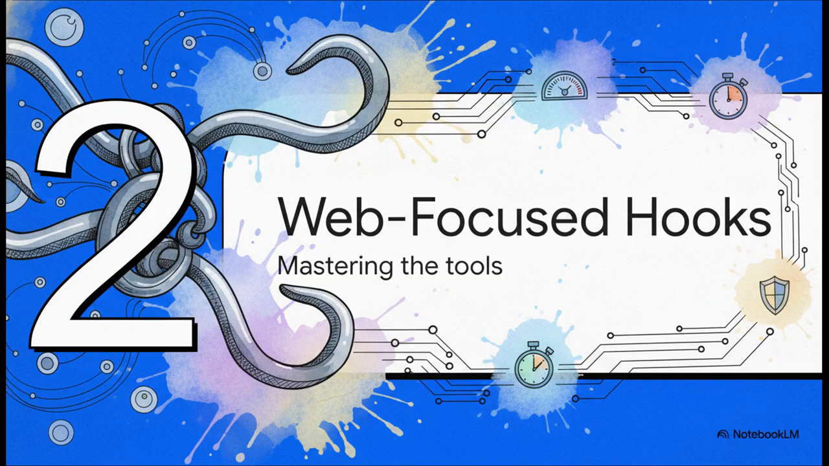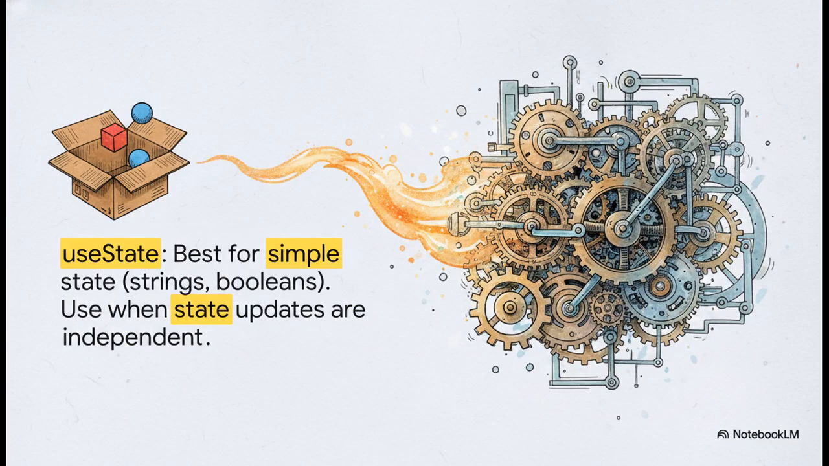Okay, let's zoom in from that high-level view down to the tools you'll be using every single day. You're already familiar with hooks, I'm sure, but in the web environment, where the DOM can be a major performance bottleneck, using them correctly is absolutely critical. We all know and love useState. It's perfect for simple, independent stuff, like whether a modal is open or what's in a search box.